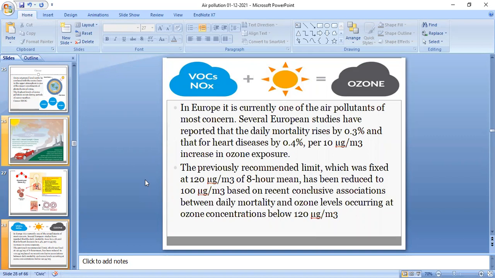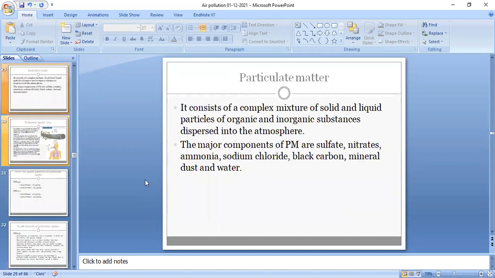The previously recommended limit, which was fixed at 120 microgram per meter cube of 8-hour mean, has been reduced to 100 microgram per meter cube based on recent conclusive associations between daily mortality and ozone levels occurring at ozone concentrations below 120 microgram per meter cube.